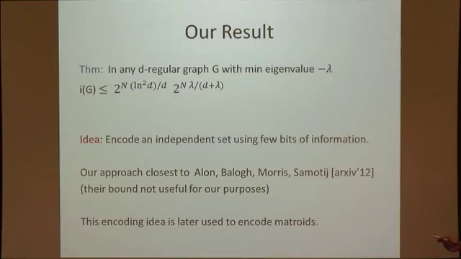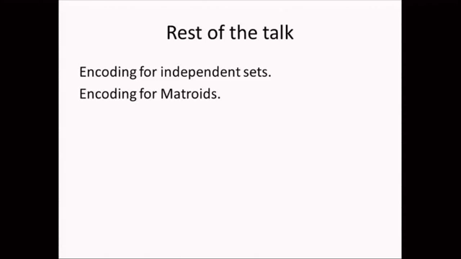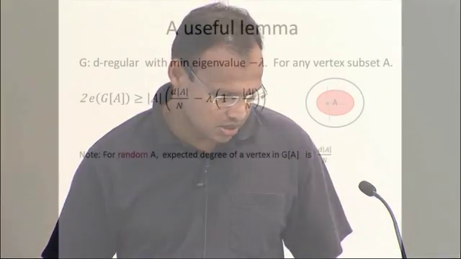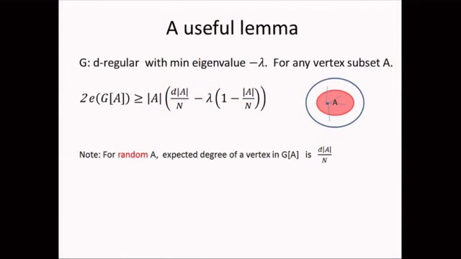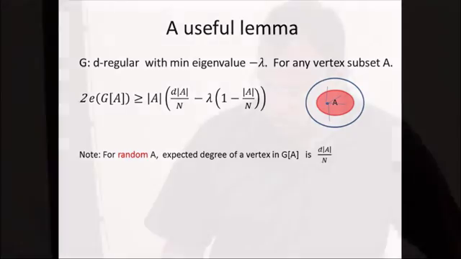Okay, and this approach, again, there has been a long line of work starting from Kleitman in the 60s, but our approach is closest in spirit to a recent paper of Alon et al. But the bounds they get are weaker and were not useful for our purposes. And also, as I mentioned earlier, this encoding idea that we'll develop for stable sets will be useful for matroids. Okay, so the rest of the talk, I'll describe these two things. Okay, and before I give the proof, here is a lemma which is useful by itself, I think, which says the following.